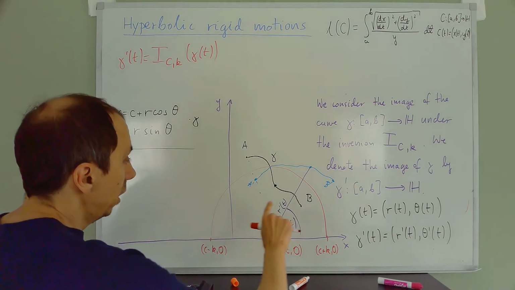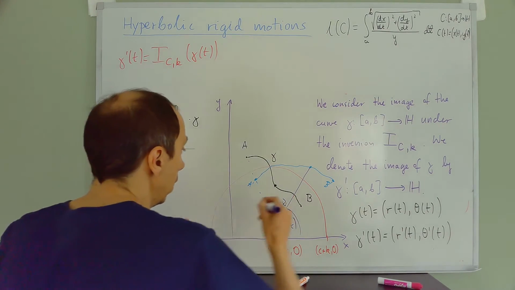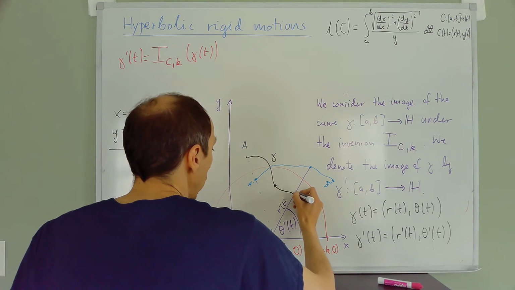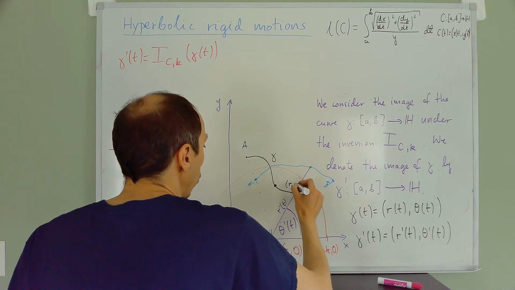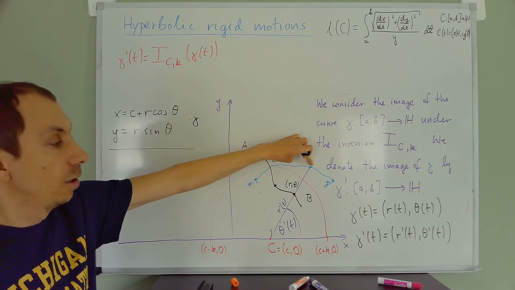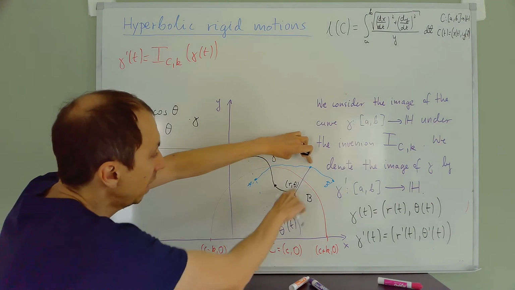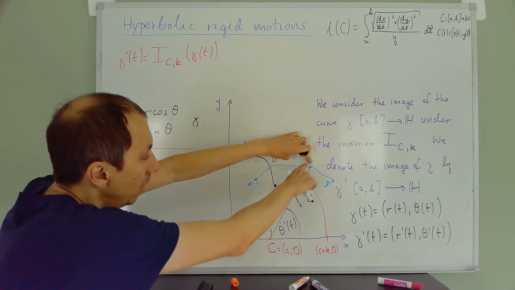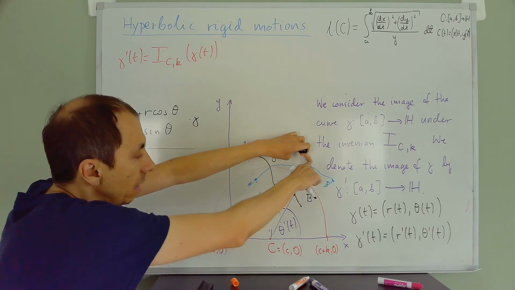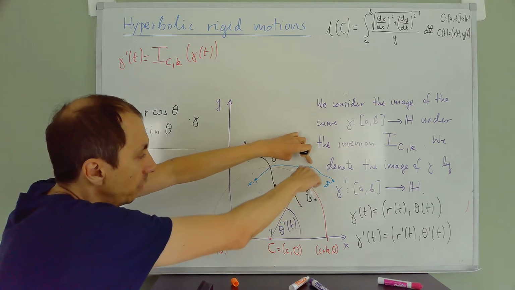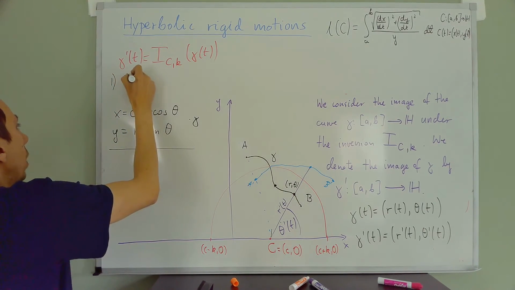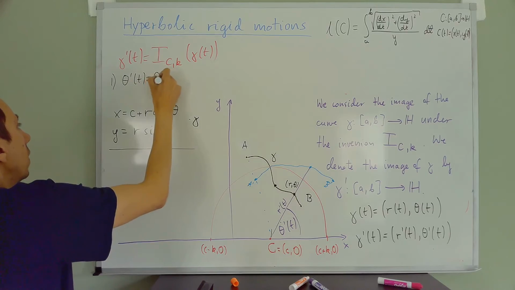So if I take a point here, and this point has coordinates r, theta, then what are the coordinates of the point on the gamma prime? Look, theta is the same. Theta prime is actually the same as theta, because the point lies on the same ray as the point on the curve gamma. So one, we have that theta prime of t is equal to theta of t.